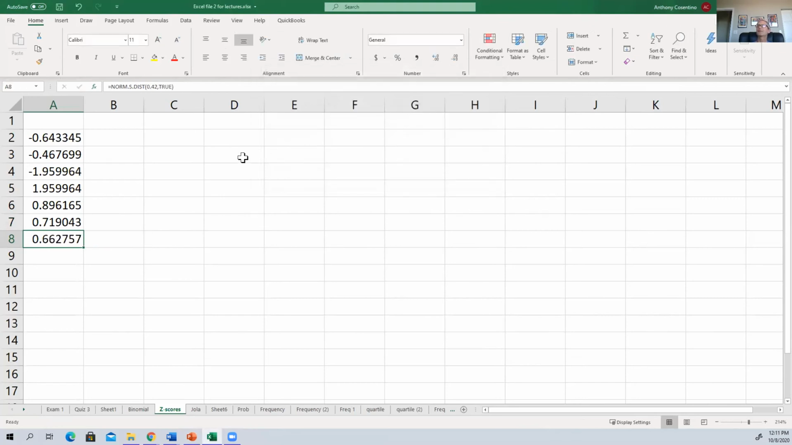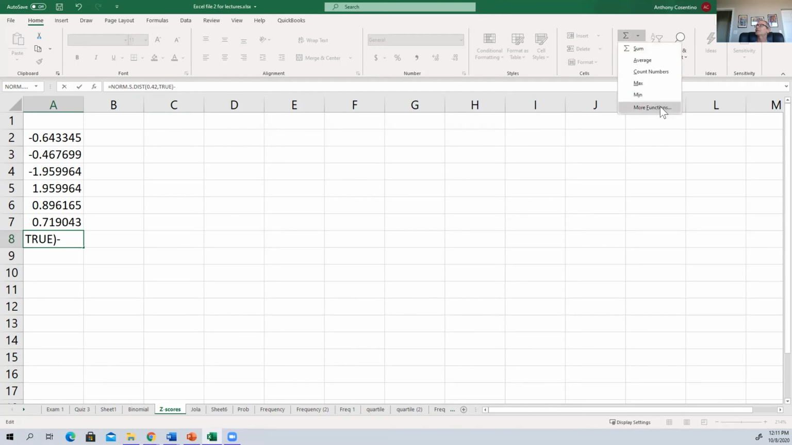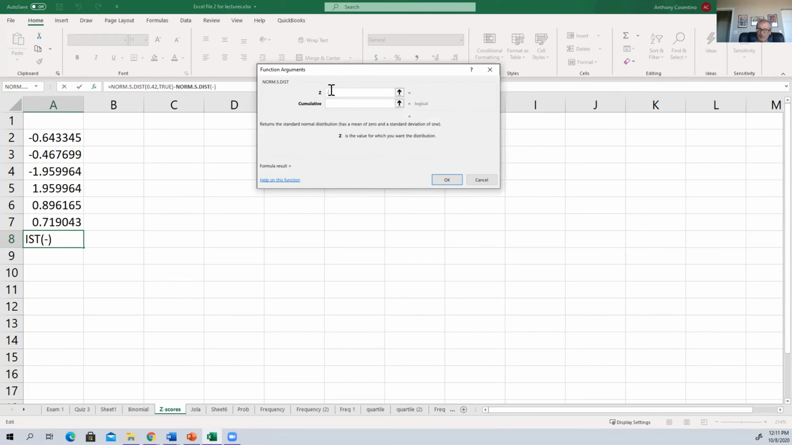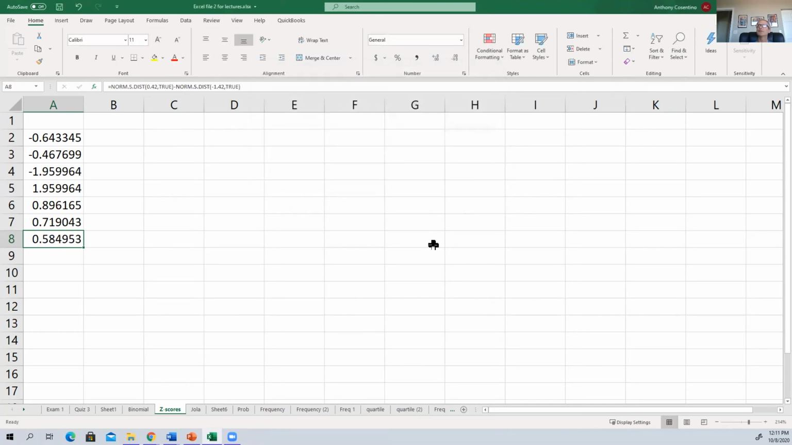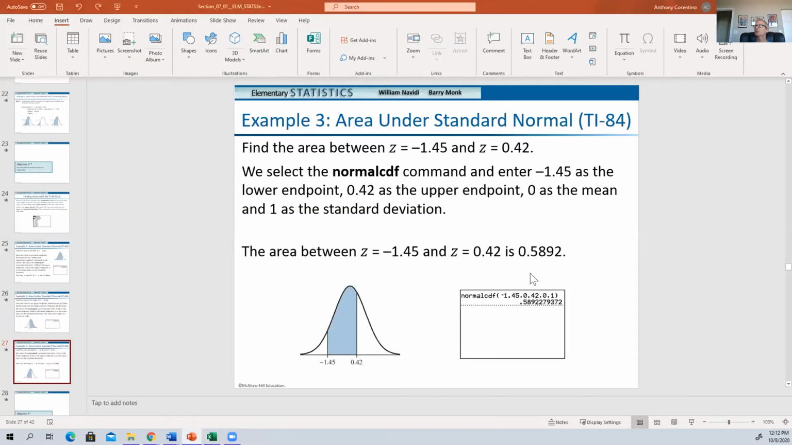Okay, and that's the first one. So if you go back up here and just hit the minus sign and put the next one in here, and that one would be -1.42 and true. And you do the subtraction, you can see you get about 58.5%. And again, going to here, you see you get the exact same number with regard to that.